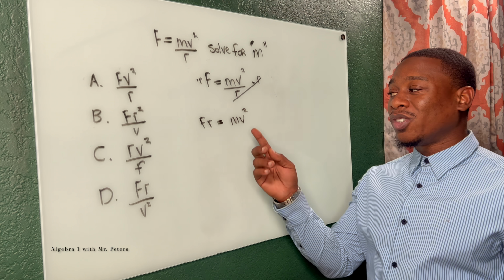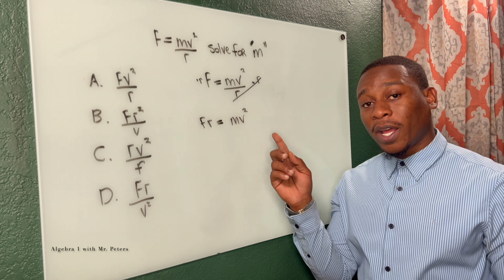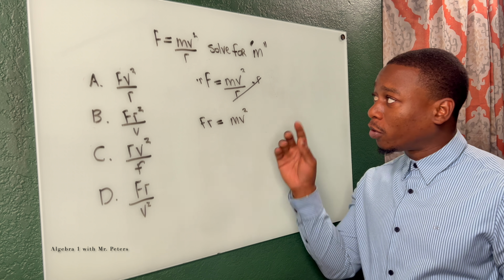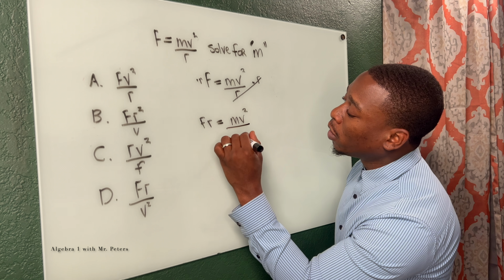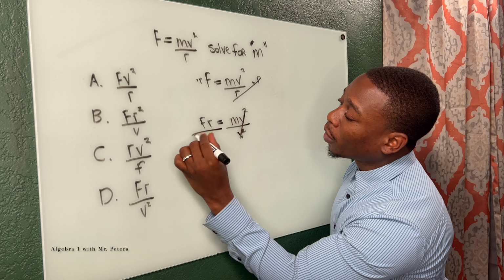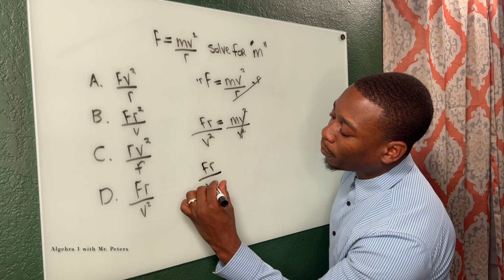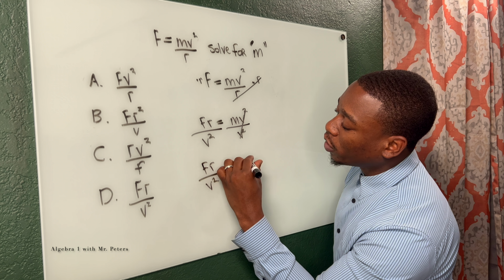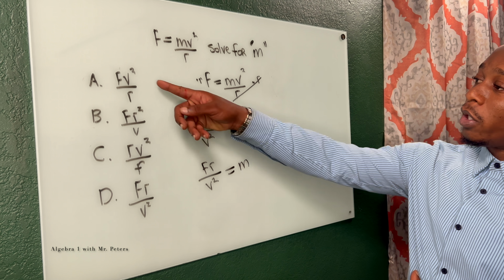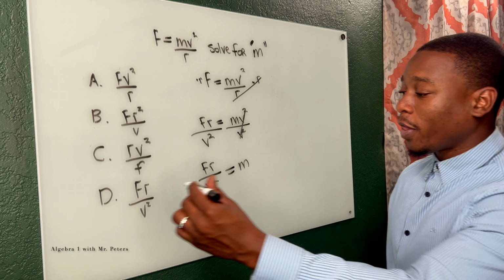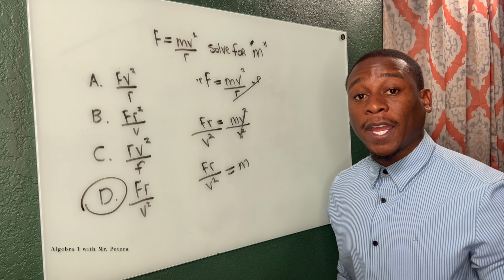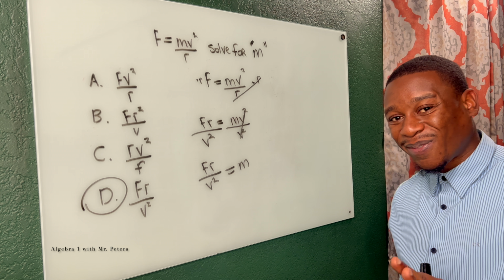Now, typically, we're always used to solving for that variable that has an exponent, but just be careful, they ask for m, not v squared. So we divide by v squared, and now we know f times r divided by v squared is what's going to be equal to m. So when we look at our answer choices, we should know that D is going to be our correct answer choice, and that is it for this problem.